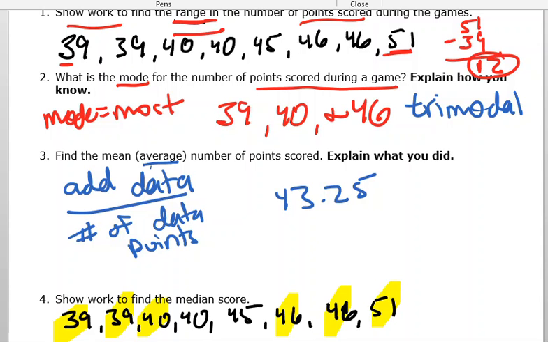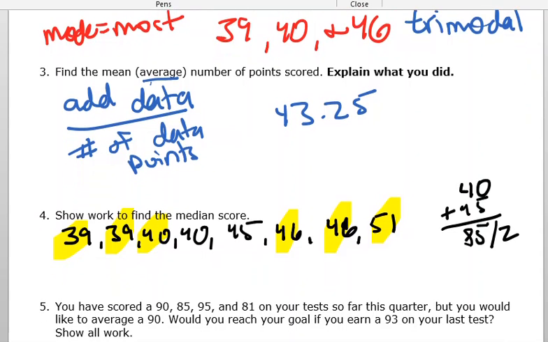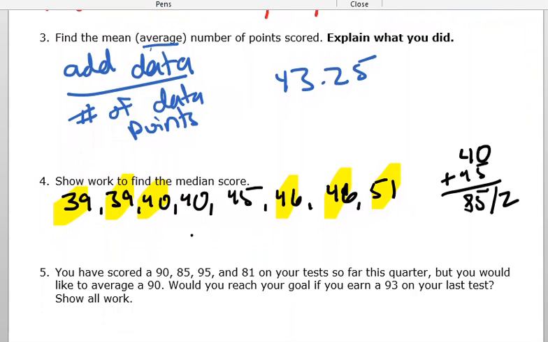So I take my 2 middle scores and I find the mean of those. And so I do 40 plus 45. All right, that's going to give me 85 and I divide it by 2. So 85 divided by 2 is going to give me 42.5 as my median.